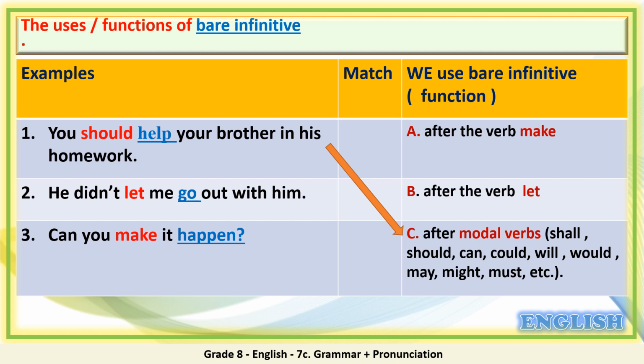2. He didn't let me go out with him. What we have noticed here, my dear students, is that we use the bare infinitive after the verb let, just as in example 2, let me go. 3. Can you make it happen? What we have noticed here, my dear students, is that we use the bare infinitive after the verb make, just as in example 3, make it happen.